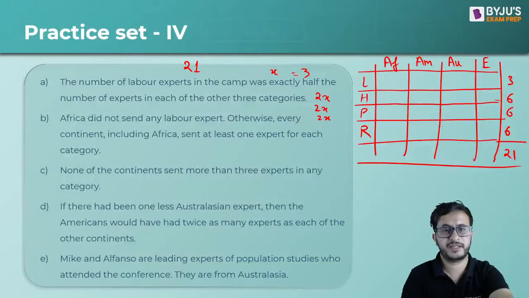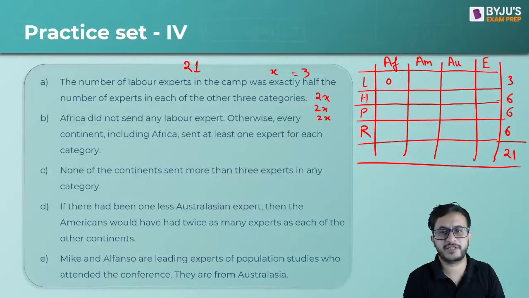Okay, now the next statement says that Africa did not send any labor expert. So Africa did not send any labor expert. Otherwise, every continent, including Africa, sent at least one expert for each category. So all these numbers have to be positive numbers. This is the only zero in the table. Okay. None of the continents sent more than 3 experts in any category. So the maximum is 3. The numbers are 1, 2 or 3, all the numbers that will be filled here.